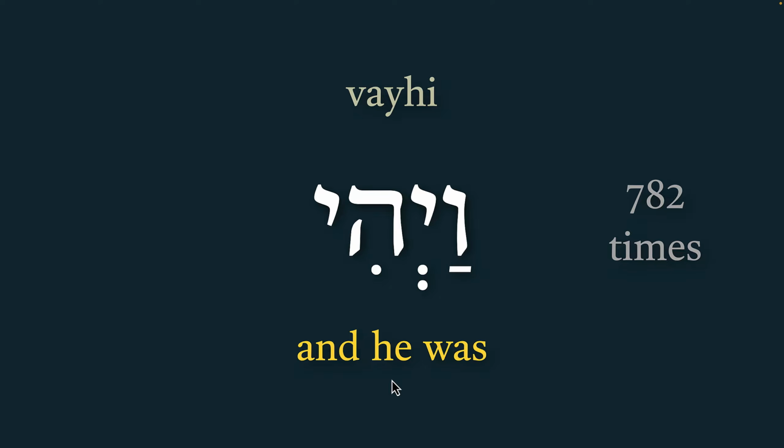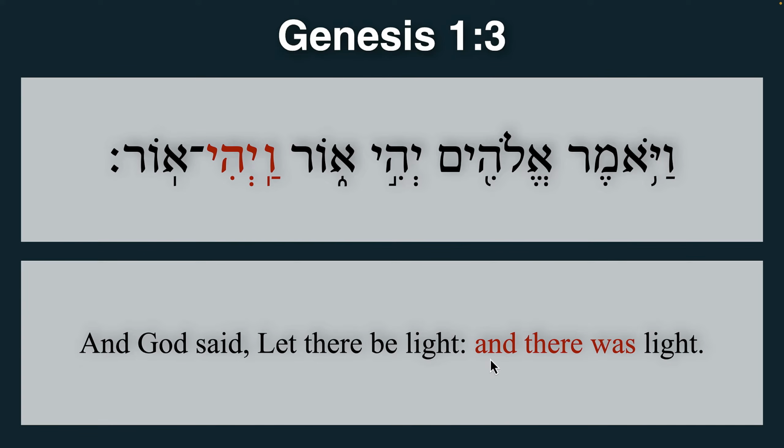Sometimes it is also translated as and it was, but there is no it in Hebrew. It's either he or she. So Vayhi means and he was. The most famous example of that is in Genesis chapter 1 verse 3, right in the beginning of the Bible. Vayomer Elohim Yehi or, Vayhi or.